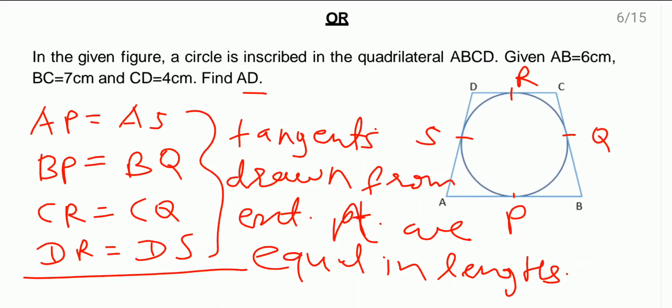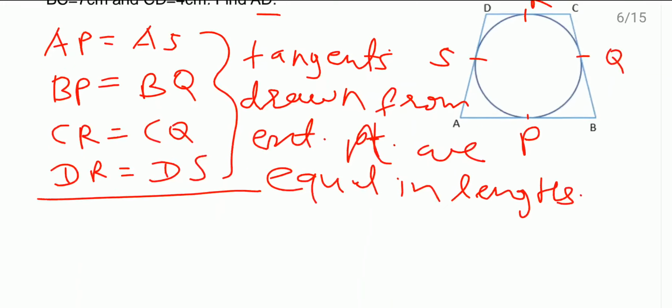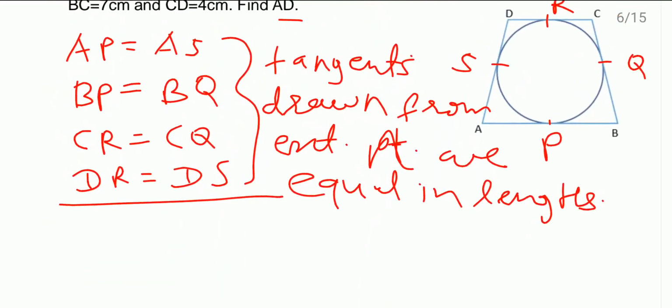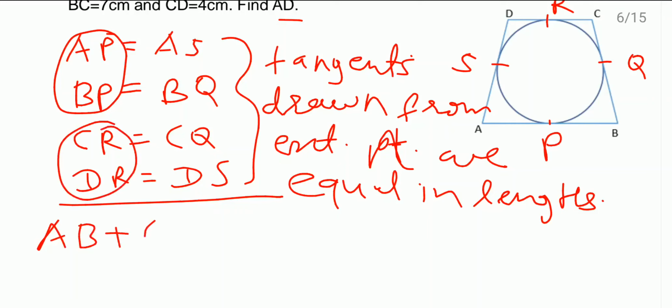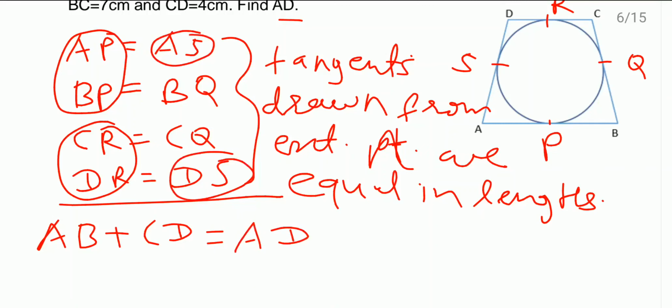I will just add all this. So as I add, just see here, AP plus BP is nothing but AB. Then CR and DR is nothing but CD. Where is AS and DS? This one, first one and this one. You are getting AD plus this one is nothing but BC.